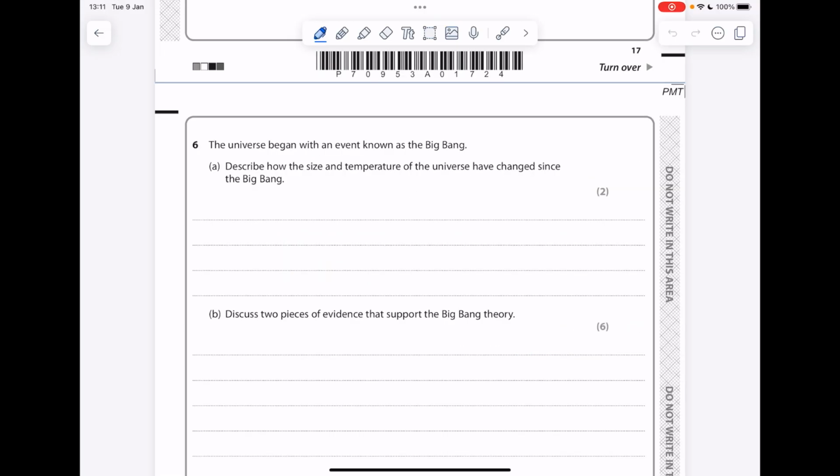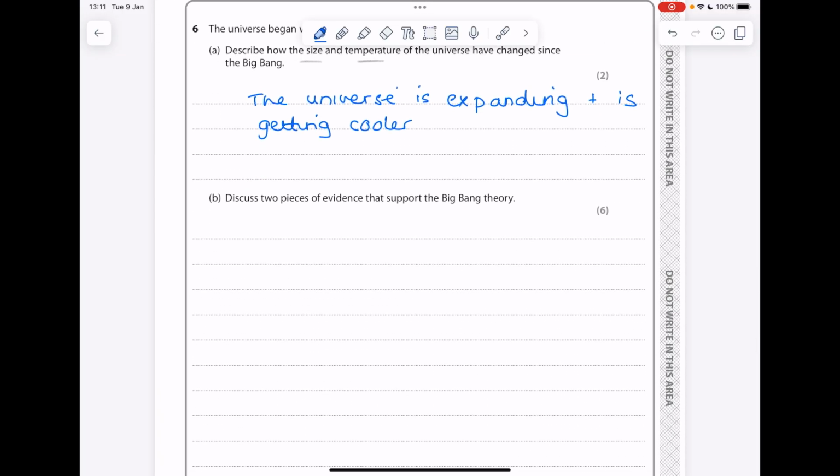The universe began with an event known as the Big Bang. Describe how the size and temperature of the universe has changed since the Big Bang. So the universe is expanding. So there's the size answered, and is getting cooler is the temperature part. Discuss 2 pieces of evidence that support the Big Bang theory.